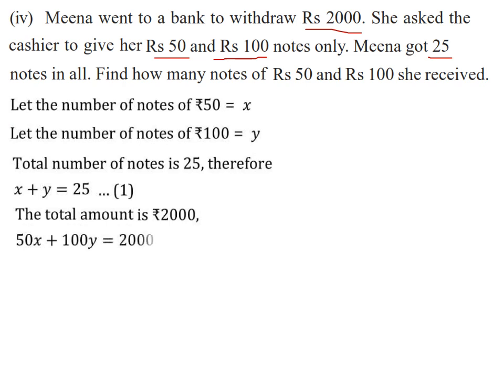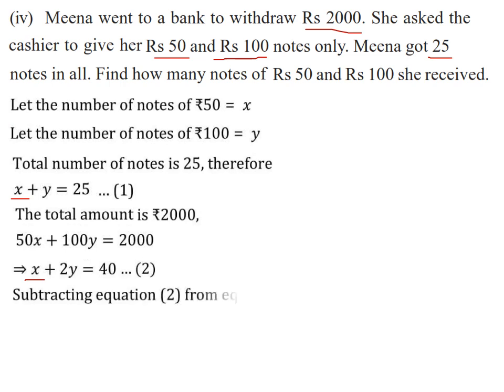Now, to simplify the equation, divide the whole equation by 50. You can keep this equation as it is, but I am dividing the whole equation by 50. So we get x plus 2y equals 40, and that is my second equation. Again, variable x has the same coefficient in both equations. So again, just subtract equation number 1 and 2.